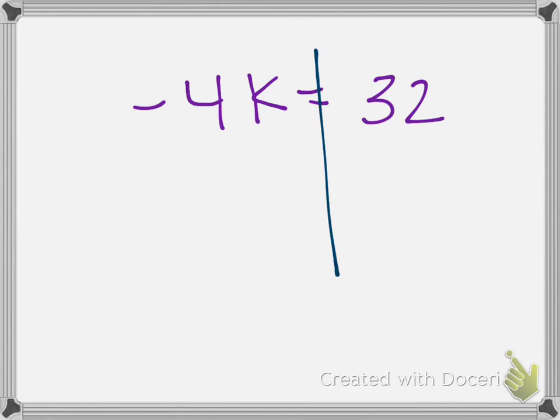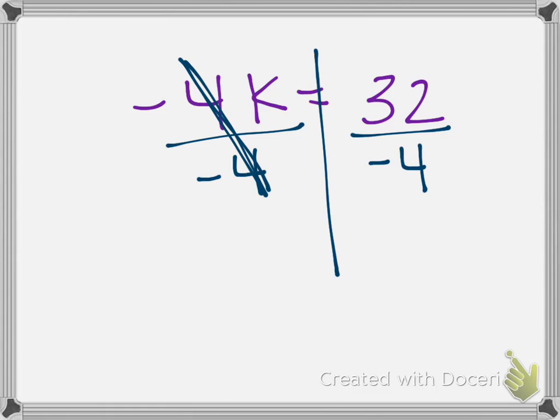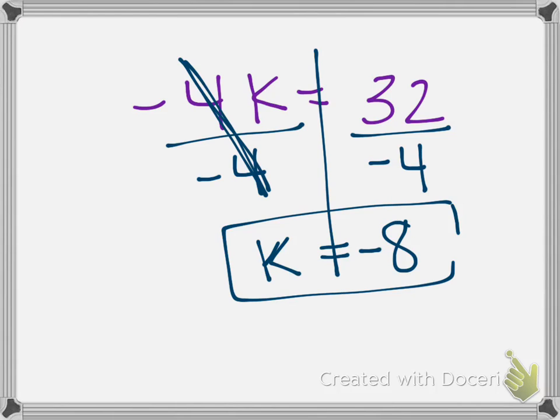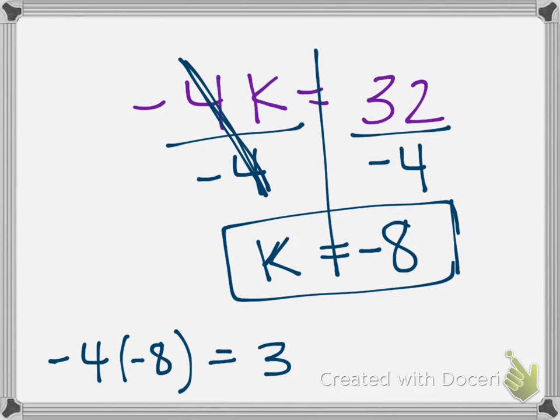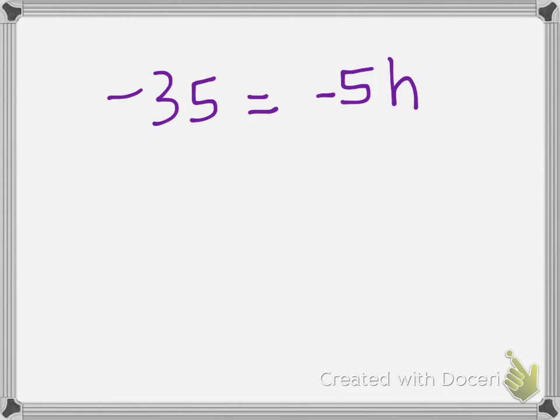Here's our street. Okay, the K needs to be by itself. A number next to a letter, those are timesing, so we're going to be dividing by the -4, both sides. -4 over -4 is 1. I bring down my K equals 32 divided by -4 is -8, and that's it. Again, you can check it, plug in -8, see if that really is 32. And yeah, that works.